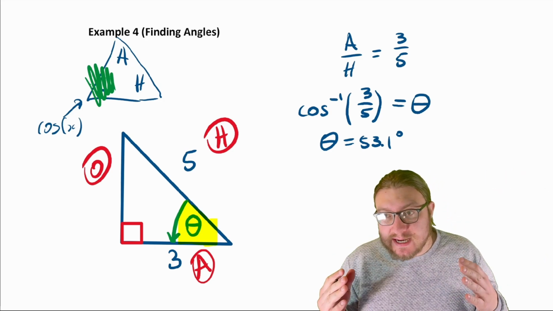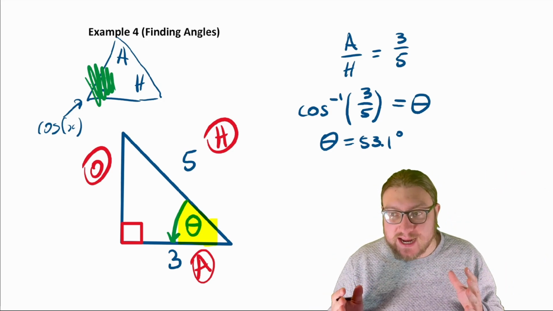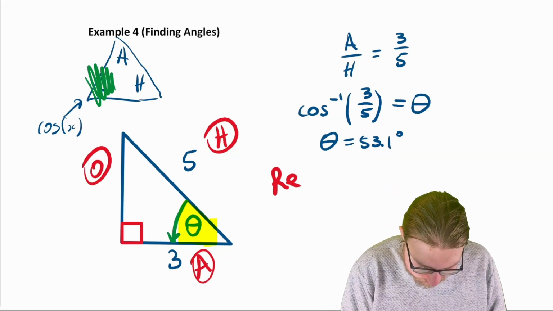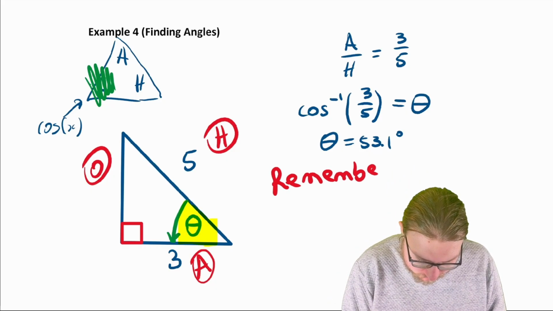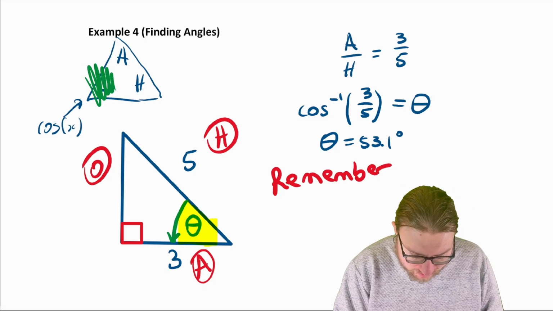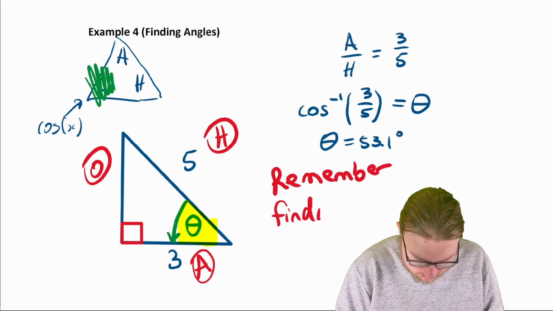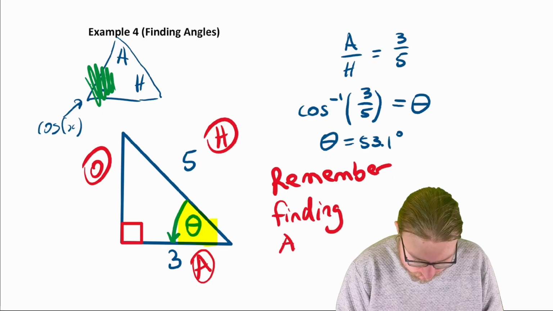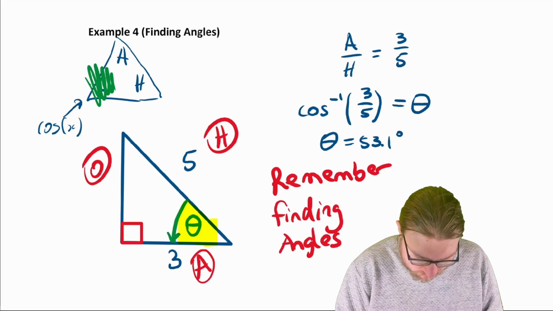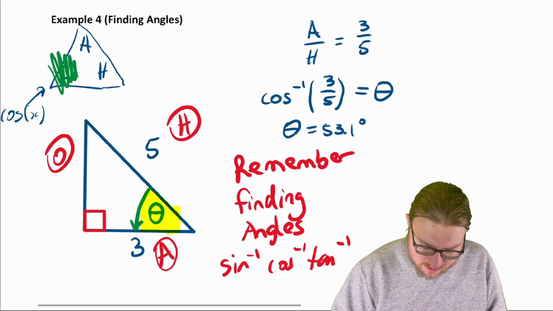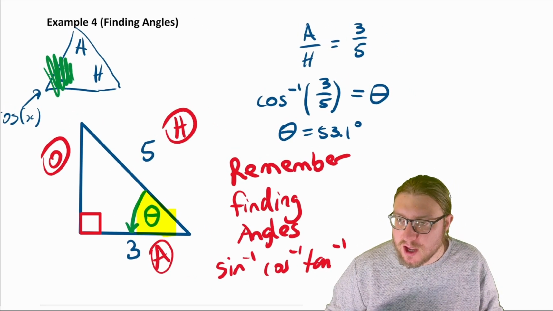So it is still the same process. We still use the triangles the same way. We just need to remember that if you're finding an angle, so if I say find the angle, it is sine inverse, cosine inverse, or tan inverse. Sorry, I'm kind of moving over to the side, but that's okay.